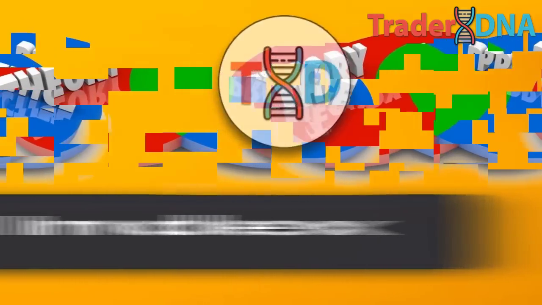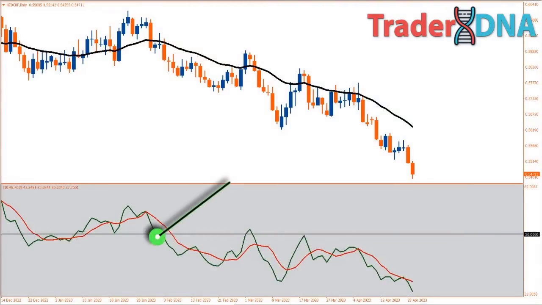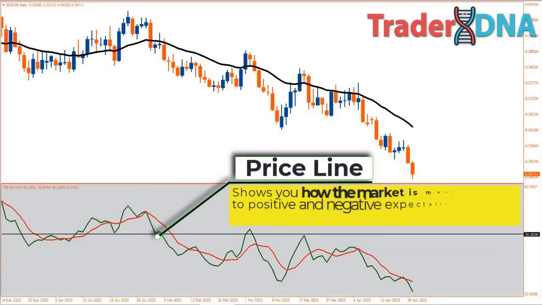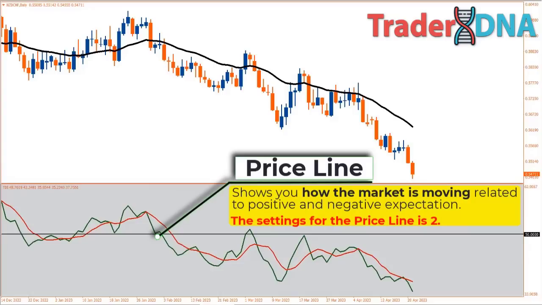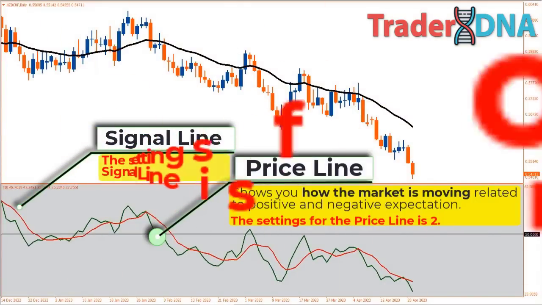As you can see, this scalping indicator has 3 lines. The green line is called the price line and is similar to the RSI indicator and represents the market sentiment. It shows you how the market is moving related to positive and negative expectation. The settings for the price line is 2. The red line is called the signal line, is simply a crossover of the green line and can be used for entry and exit in the market. The settings for the signal line is 7.